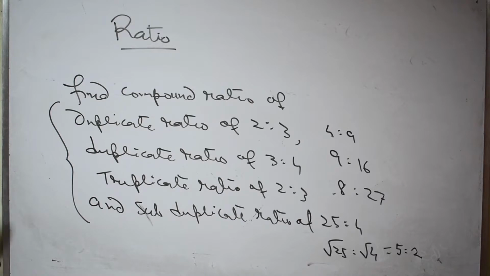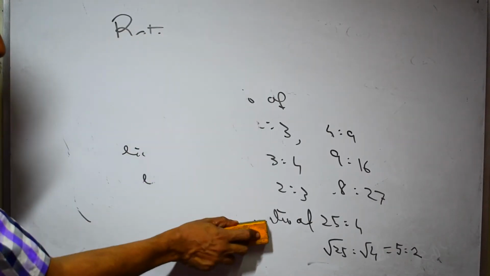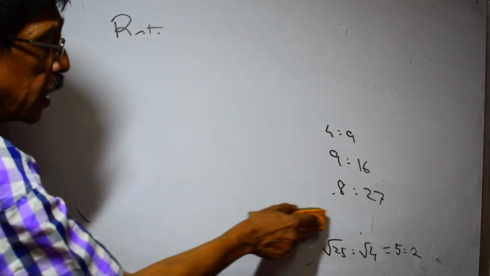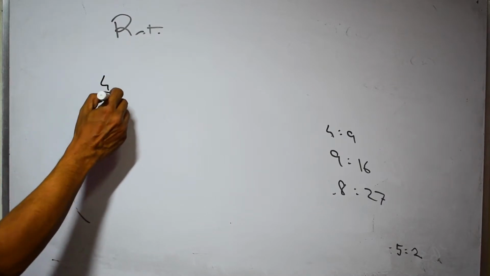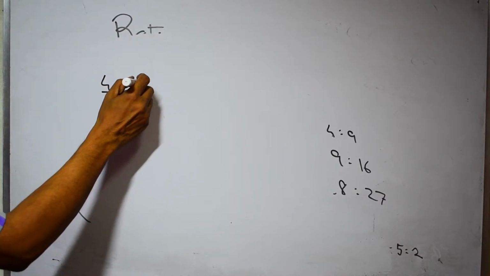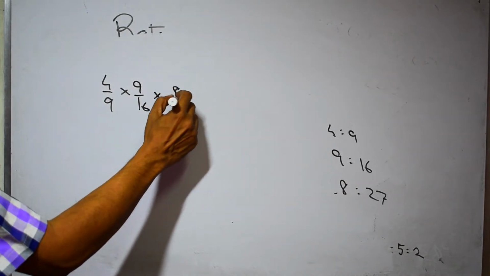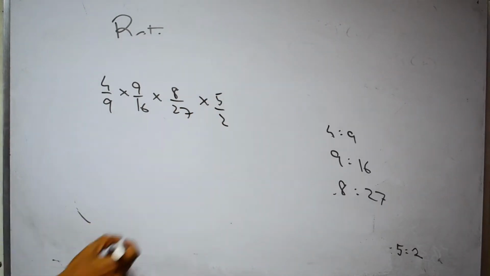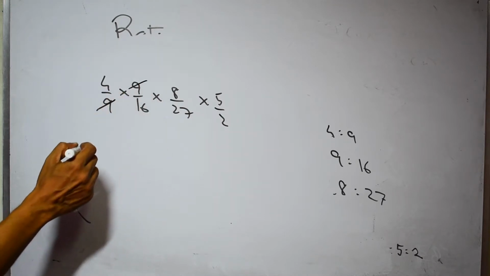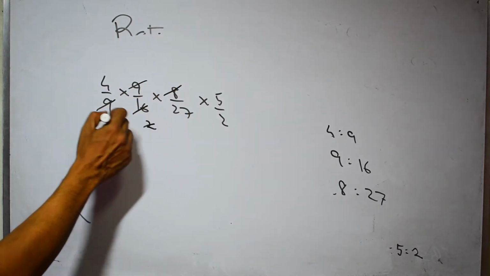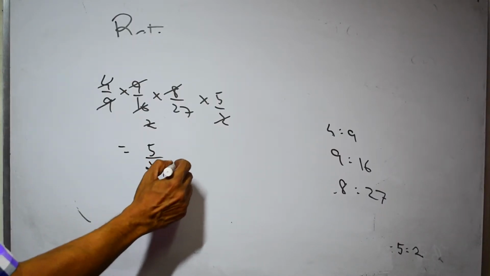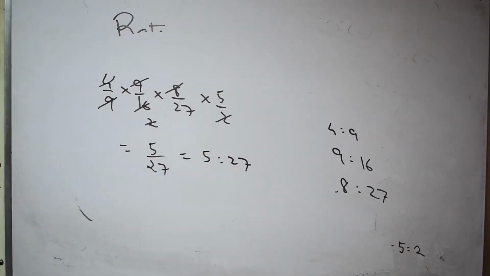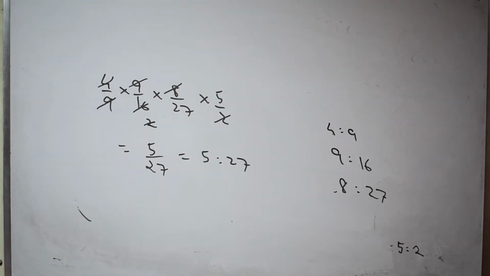So these together we have to compound. And what is the compound? We will multiply these ratios, we will write it this way. The compound ratio is 4 by 9 into 9 by 16 into 8 by 27 into 5 by 2. If I cancel, 9 and 9 cancel, 8 and 16 cancel, and 2 with 2 twos are 4, and the final answer is 5 by 27. So our answer will be 5 is to 27. So that is how to find the compound ratio of duplicate, subduplicate ratios, etc. We have 5 is to 27.